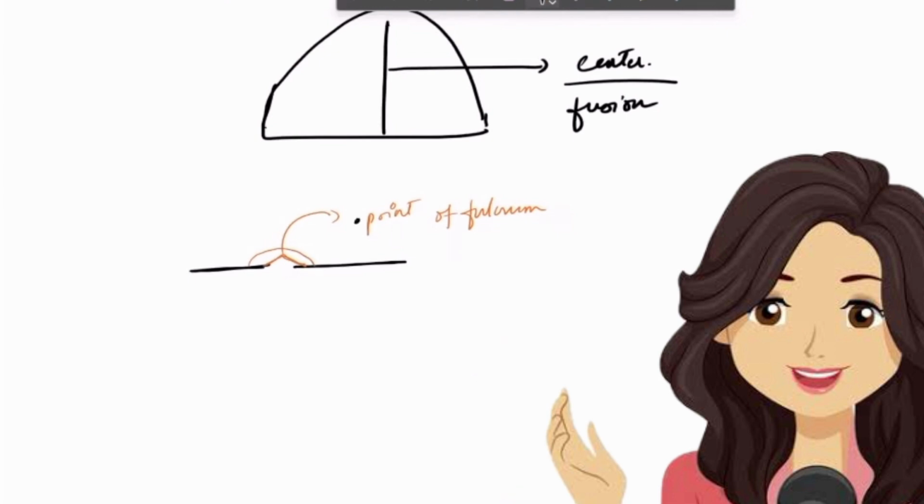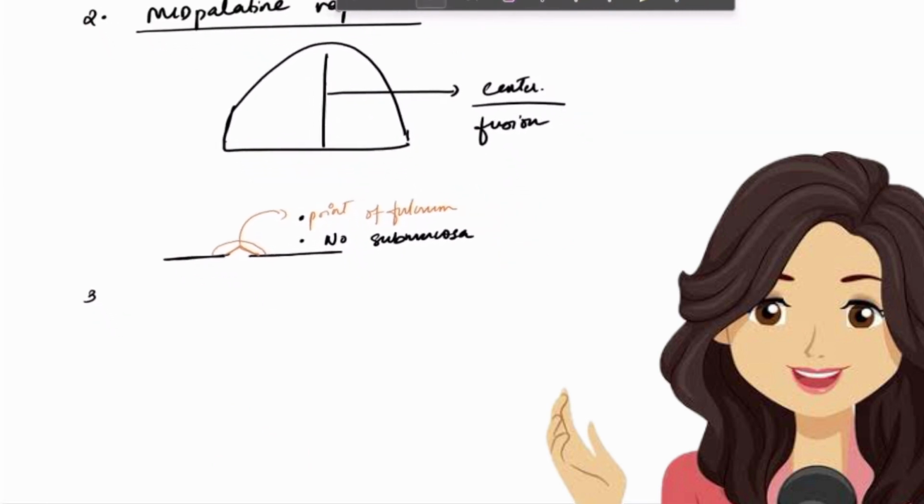Sometimes that is the point. Second is that there is almost no submucosa. So if you apply even the slightest bit of pressure, it can actually cause irritation and inflammation. That is the reason we need to block our mid-palatine raphe, right? And third point is our relief, the fovea palatini.